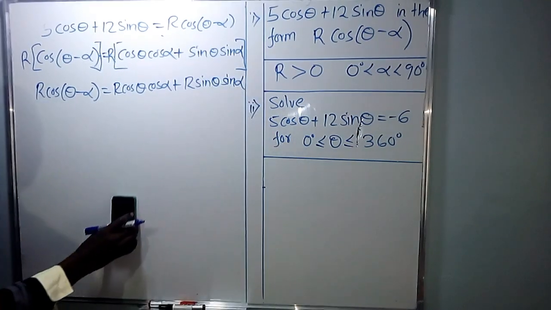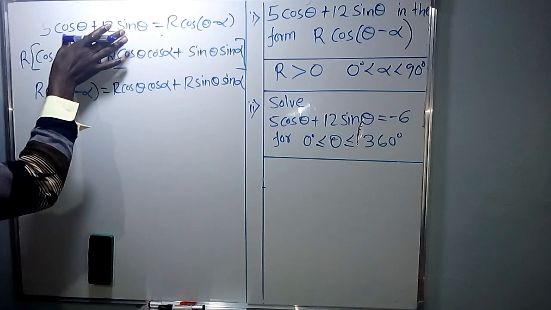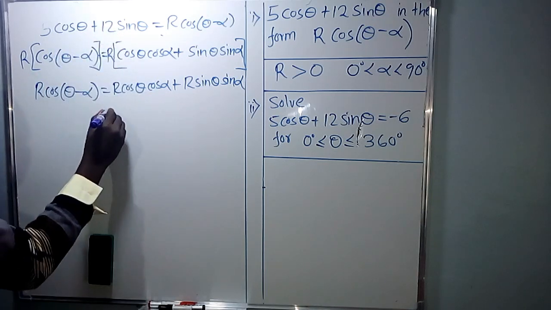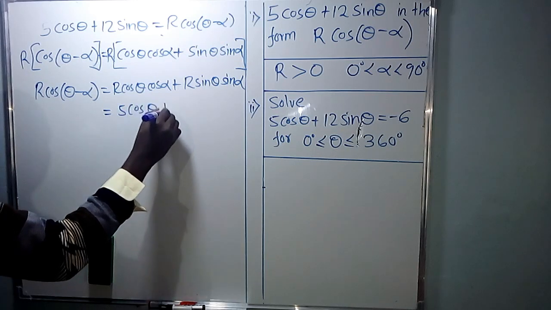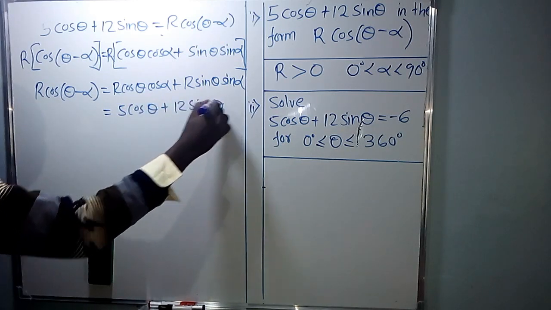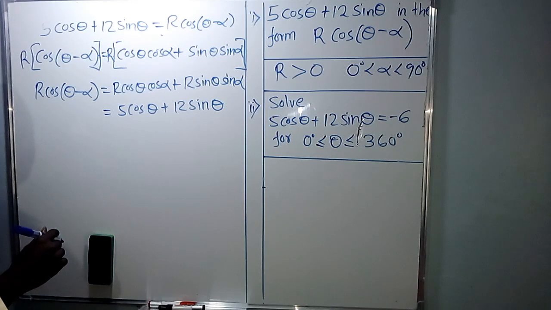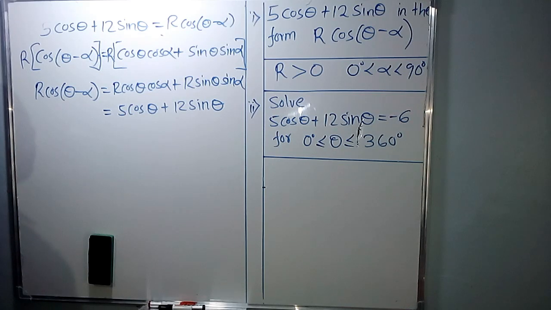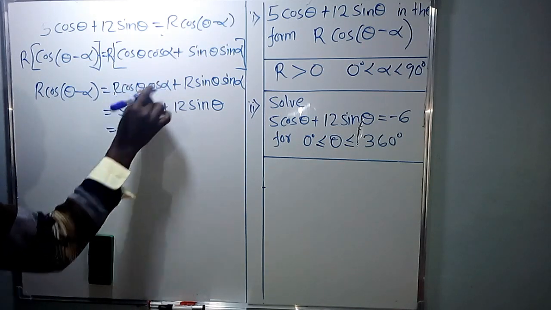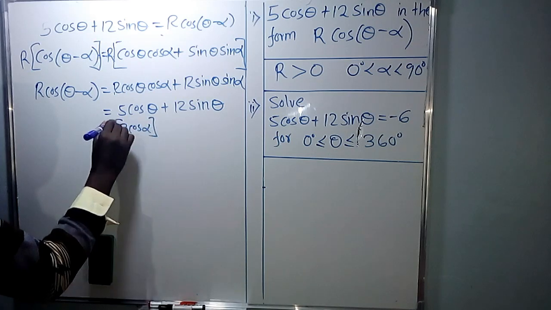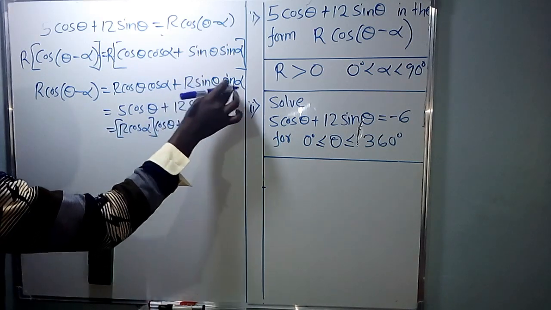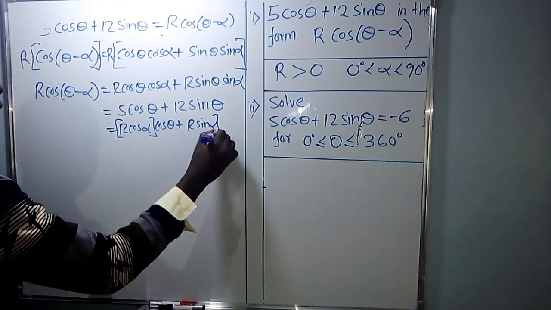Now this equation is what you compare with the equation you were given, 5 cos theta plus 12 sin theta. So in the first term, cos theta is common, and in the second term, sin theta is common, isn't it? So r cos theta cos alpha, you can rewrite as r cos alpha times cos theta. Then plus r sin theta sin alpha, you can rewrite as r sin alpha times sin theta.